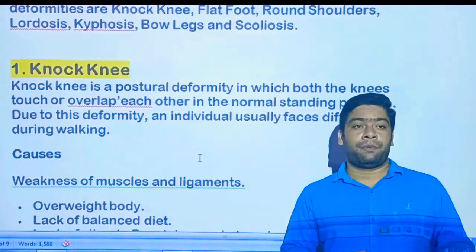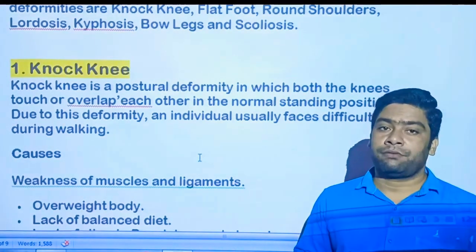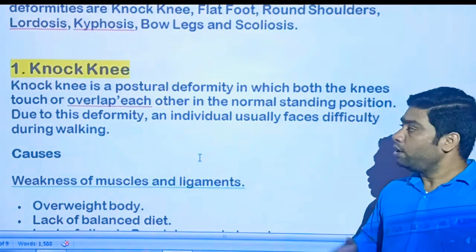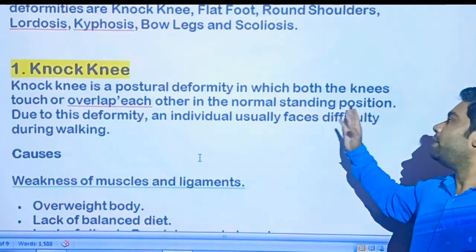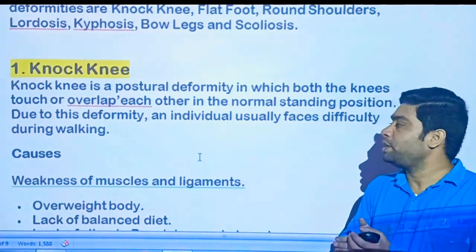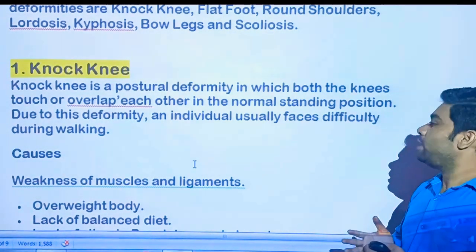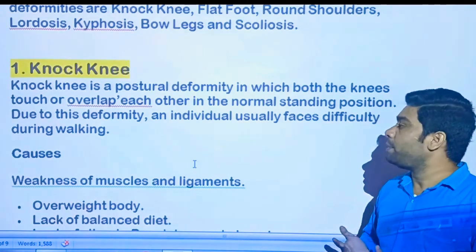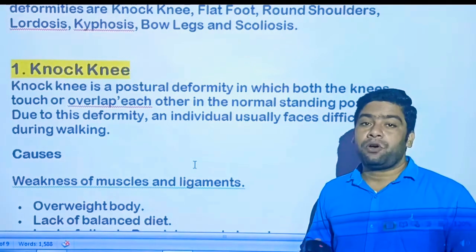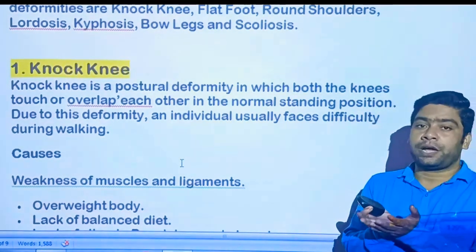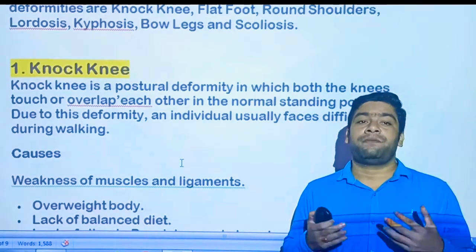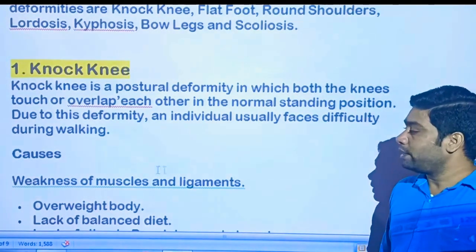So first, the common deformities, mostly found in girls. Knock knee. What is knock knee? Knock knee is a postural deformity in which both knees touch or overlap each other in the normal standing position. Due to this deformity, an individual usually faces difficulty during walking. If both your knees touch together or overlap each other at the time of running or walking, you have some problem. So, what are the causes?